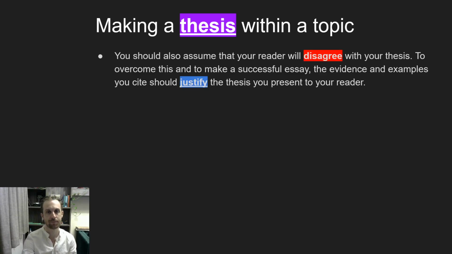So one thing I also suggest is that you should always assume that the reader will disagree with your thesis. And if you assume this, then you have to convince the reader that all of the things that you've analyzed prove that the thesis is reasonable and can be believed. So if you assume that the reader will disagree with your thesis, you can overcome this by providing evidence that justifies the thesis that you present to your reader.